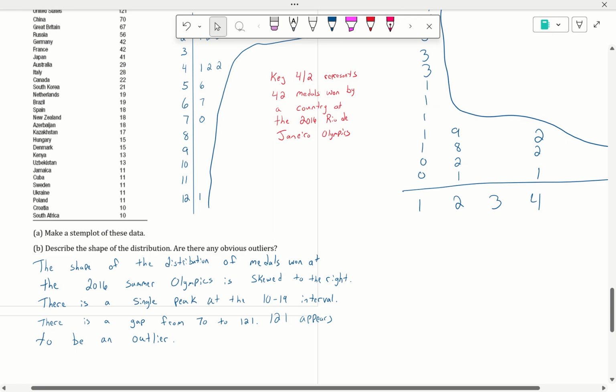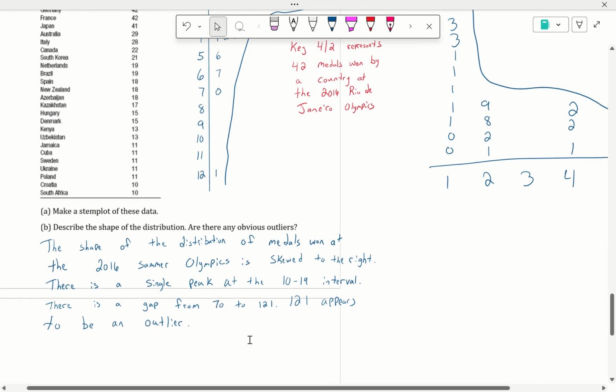So the shape of the distribution of the medals won at the 2016 Summer Olympics is skewed to the right. There is a single peak at the 10 to 19 interval. There is a gap from 70 to 121. We were asked if there's any obvious outliers, and I said 121 appears to be an outlier.